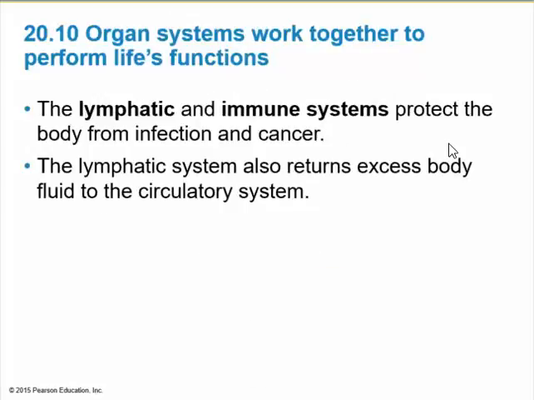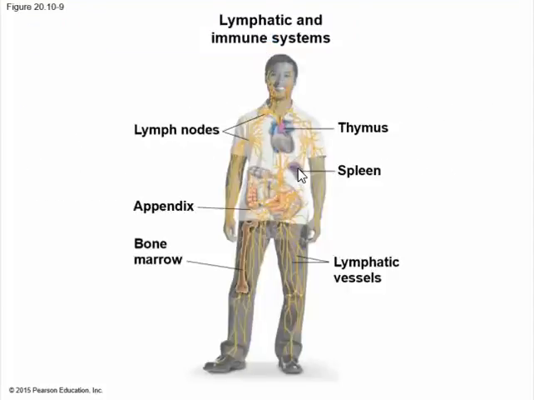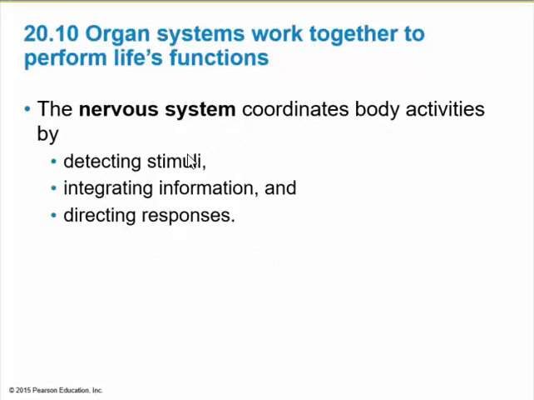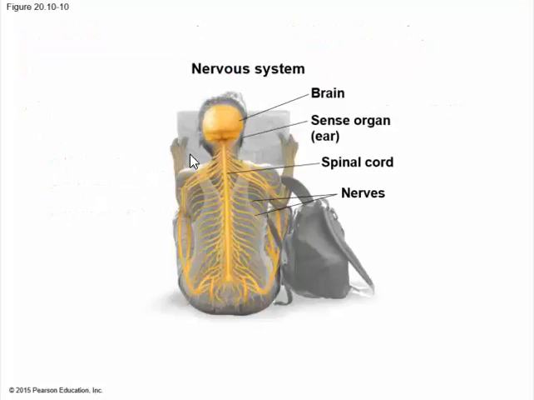Lymphatic system and immune systems protect you against pathogens and also from cancer getting a foothold in your body. Lymphatic system also, I mentioned, returns excess fluid to the blood. Lymphatic vessels extend throughout the body, collect fluid that leaks out of the capillaries, and return it back to the blood in the chest. All right, the nervous system, detecting stimuli, processes it and directs a response. Your nervous system consists of the brain, spinal cord, and peripheral nerves.